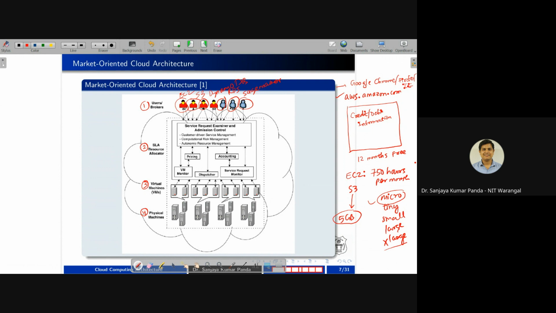you have created an account, you have provided your payment information, and now you are free to use the service, right? So you are making a request. For example, you want to create a T2 dot micro instance. Okay, you want to create a T2 dot micro instance. So you will make a request.